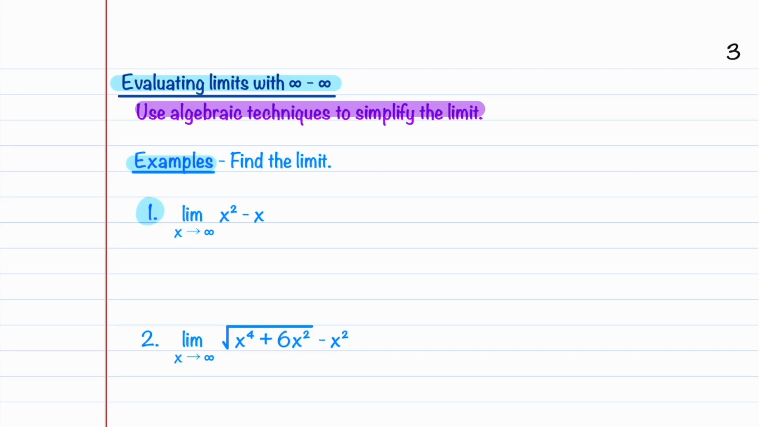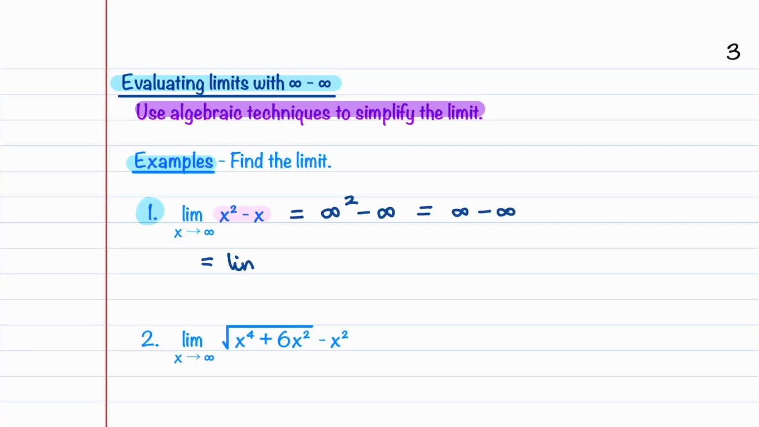Let's look at our first one. The first thing we're going to do is plug in that x is going to infinity. So this is infinity squared minus infinity, and this is called the indeterminate form, infinity minus infinity. What we're going to have to do now is look at our function, x squared minus x, and figure out how to simplify that. When I look at that function, I see that there is an x common to both terms. So let's start by factoring out an x.